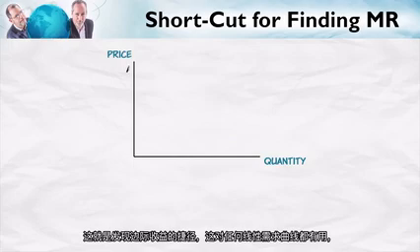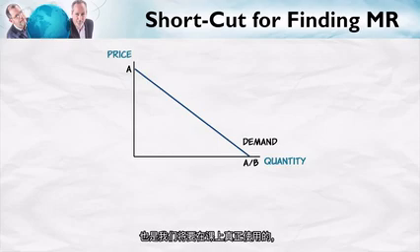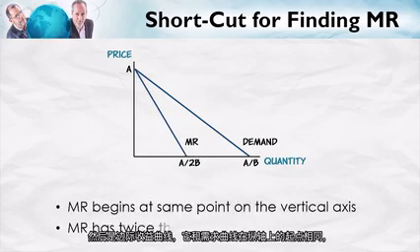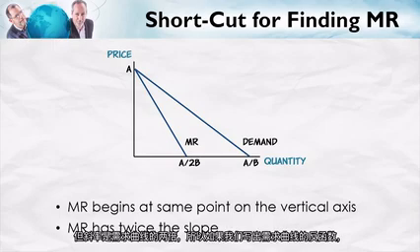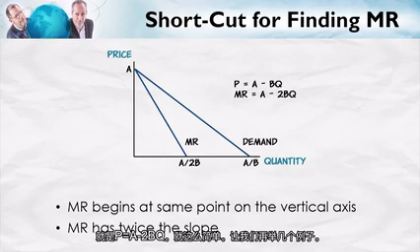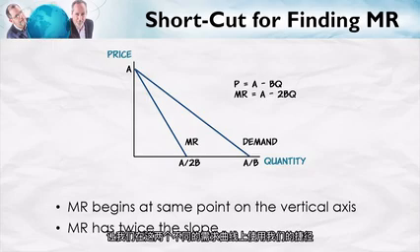Here's the shortcut for finding marginal revenue, and this will work for any linear demand curve. And those are the only ones we're really going to be working with in this class, so it'll work just fine for us. Take a linear demand curve, then the marginal revenue curve begins at the same point on the vertical axis as the demand curve, and it has twice the slope. So if we were to write the demand curve in inverse form as P is equal to A minus B times Q, then the marginal revenue curve is equal to A minus 2B times Q. That's it. Pretty simple. Let's give a few more examples.